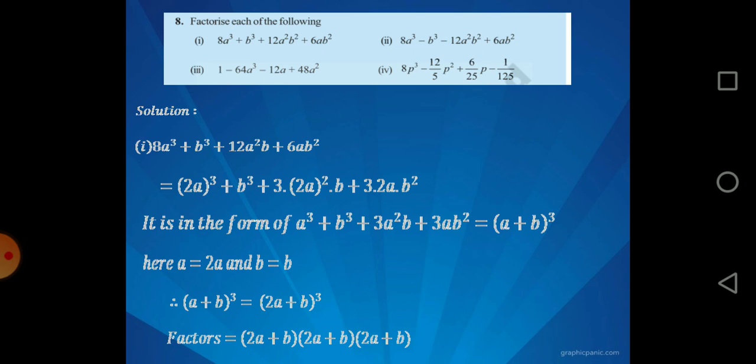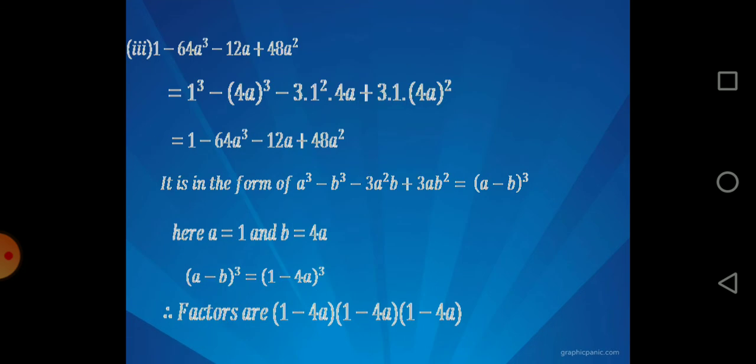Here in this question, we have identified that a is 2a and b is b. So, the factors are nothing but a plus b whole cube, that is 2a plus b whole cube. Therefore, the factors are 2a plus b into 2a plus b into 2a plus b. So, don't forget, observe the question properly.